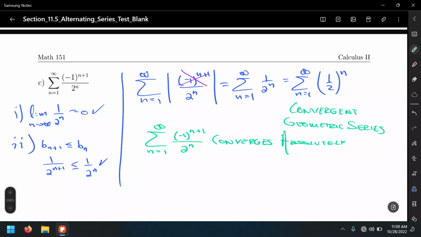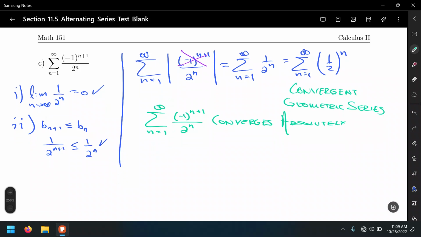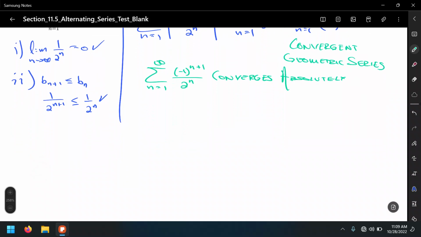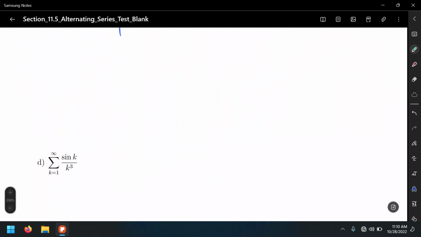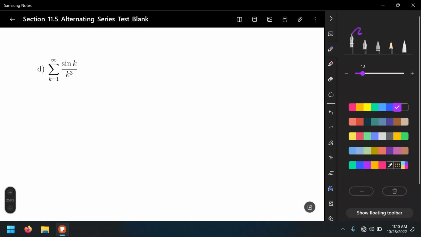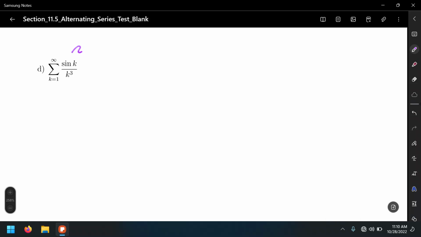Let's look at one more example. For the next example, sigma k equals 1 to infinity sine k over k cubed. Well, that doesn't look like an alternating series anyway. However, look at the sine k. Sine k takes values between negative 1 and 1. It's important to highlight that part.